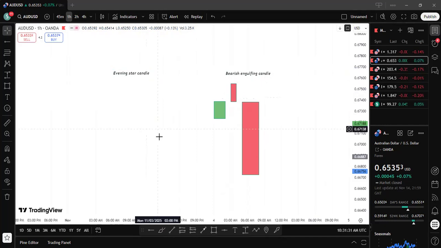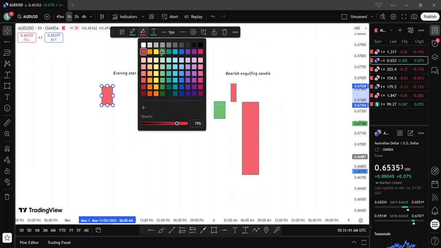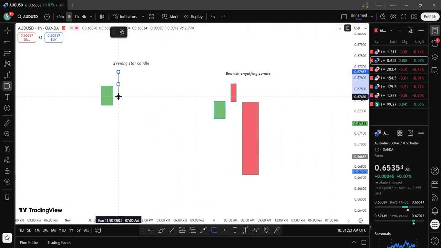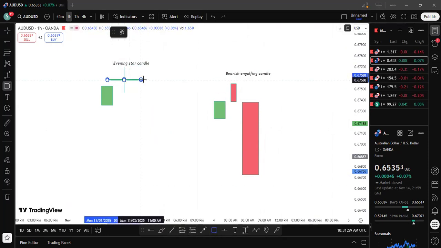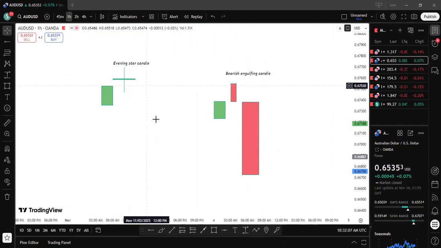So the evening star candle is the opposite of the morning star candle, where you would see, let's say, a candle form here. Let's see the color of the candle. It was a green candle. Then we would see an indecision candle form, what we call a doji, will form at this point. Let me push it up a bit. An indecision candle will form, and they are struggling. We don't know who is currently in control at this point.